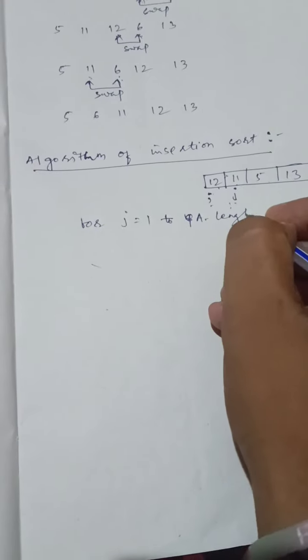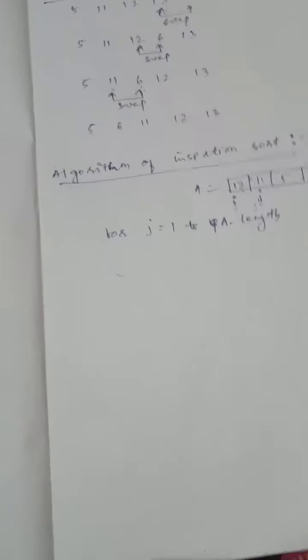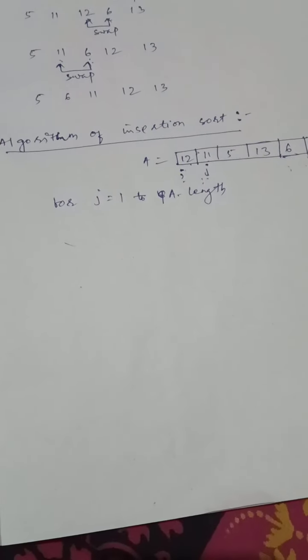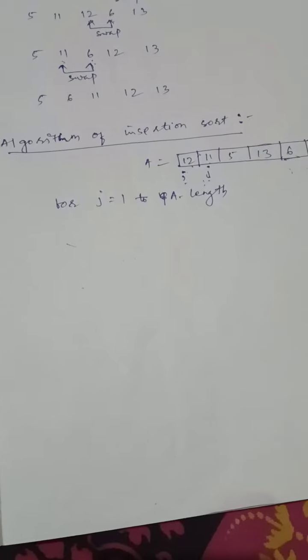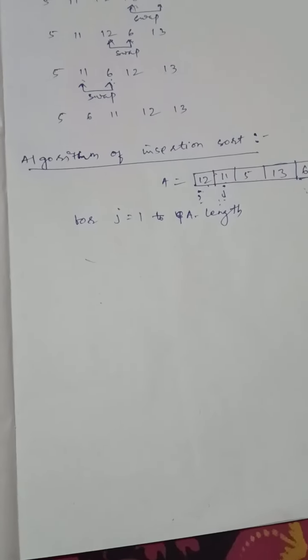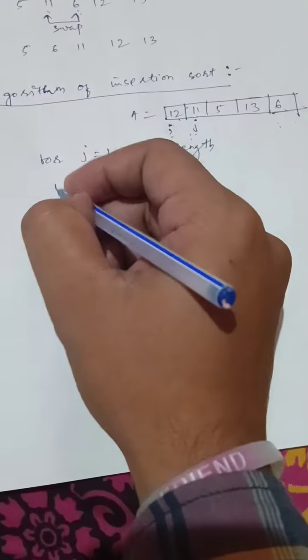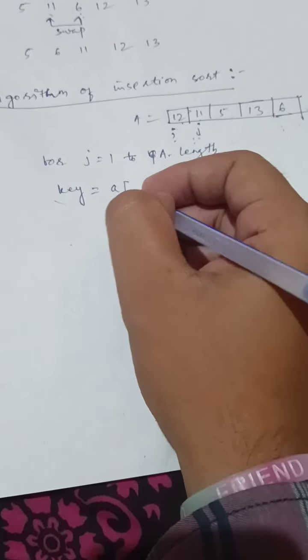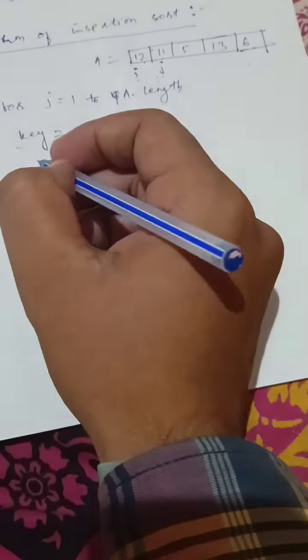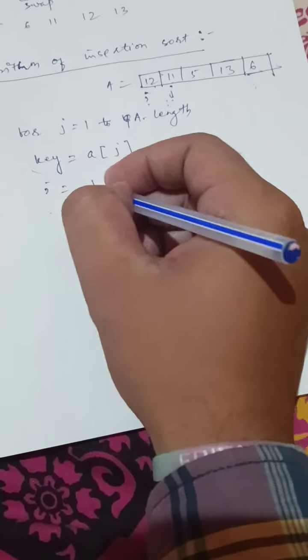Let's take this array as a, so we have taken a for loop for j equals 1 to a dot length, and let's take another variable called key, where we store a of j, and i will be j minus 1.